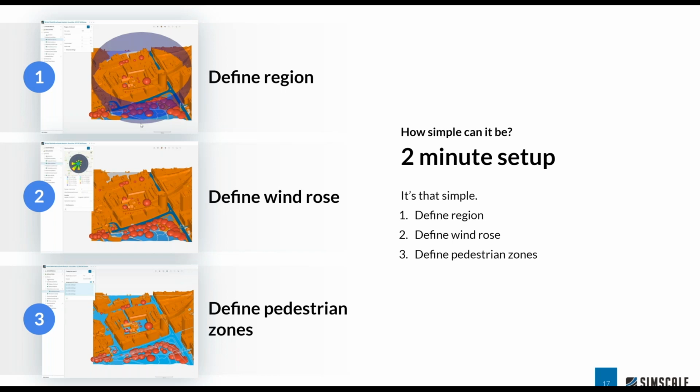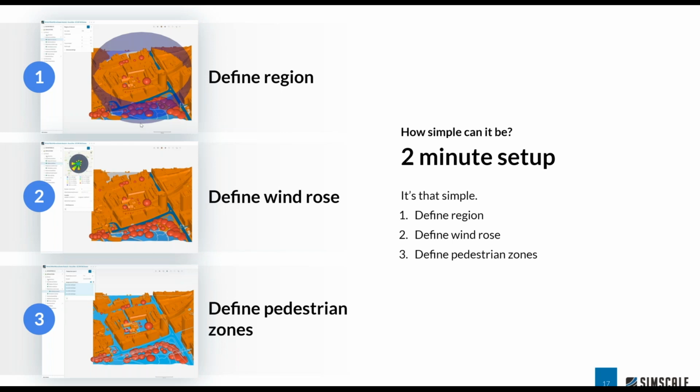The next step would be to define a windrose. This is the weather data. So where in the world are we, and what is the weather doing at that particular location? And actually in SimScale, this can be as simple as just typing your location. So in this case, it was just type in Bristol, and we would import the wind data for that. Now I'm going to show you these steps live as well to show you how easy it is.